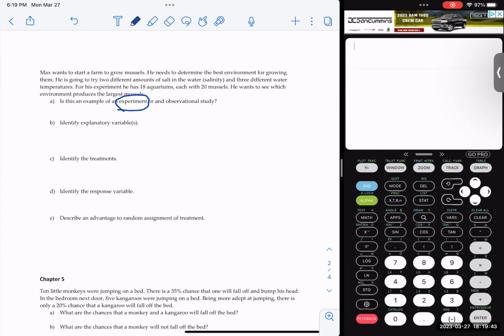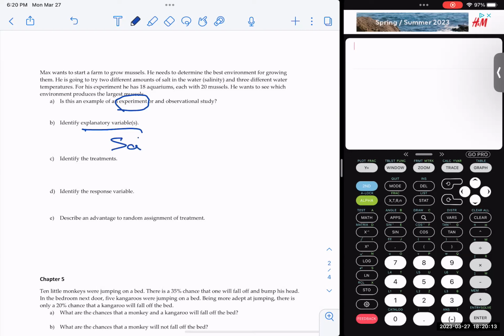Now, this is an experiment, and as Lindsay said a second ago, it's because we are applying at least one treatment, maybe more. Explanatory variables here. What do we think? Yeah. So if we're talking about graphs, we typically put those on our x-axis. We treat them as our independent variables. Sometimes there's one, sometimes there's more than one. What do we think here? Yes, fantastic. Salinity and temperature. Good.